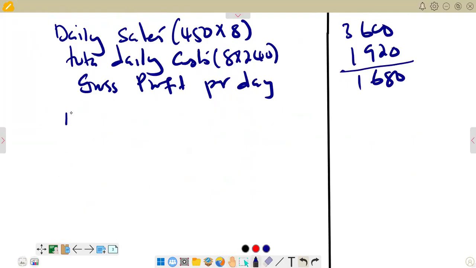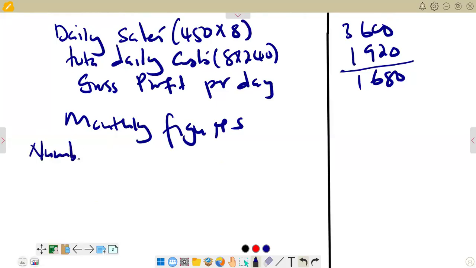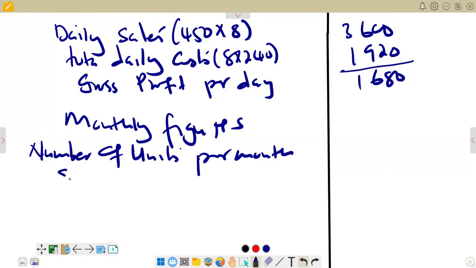So we move on to the monthly figures now. If we have the daily figures, the monthly figures are going to be simple for us. We start by calculating the number of units to be sold in 1 month. Remember, we've got 8 units per day and 30 days in a month. So we say 8 times 30, and what we get is 240.